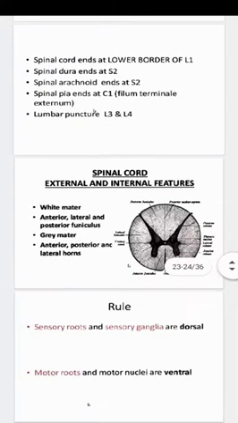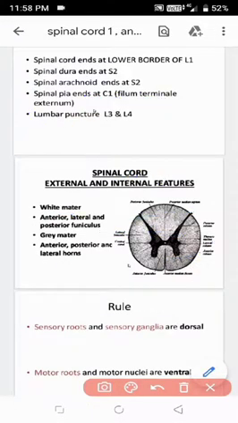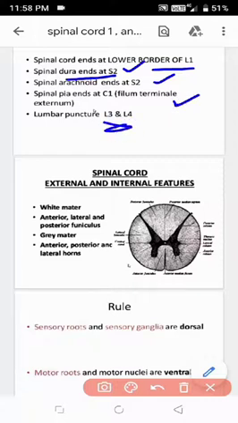And coming to some features. The spinal cord ends at the lower border of L1, already known. The spinal dura ends at S2, the spinal arachnoid ends at S2, and the spinal pia ends at C1. Lumbar puncture is at L3 and L4. Here are some external and internal features.